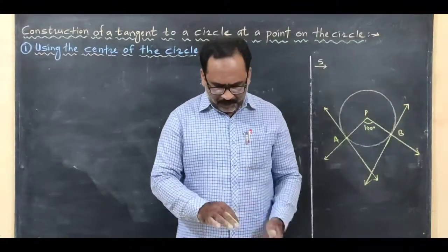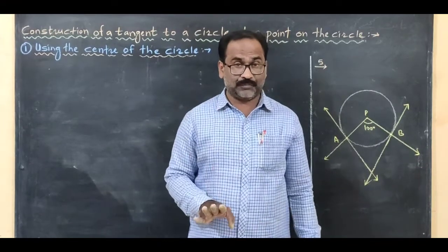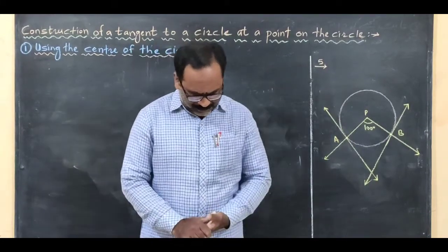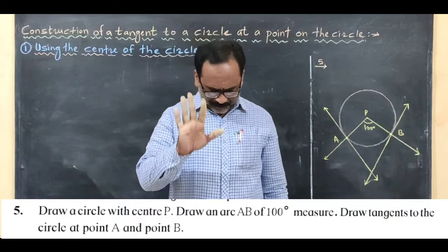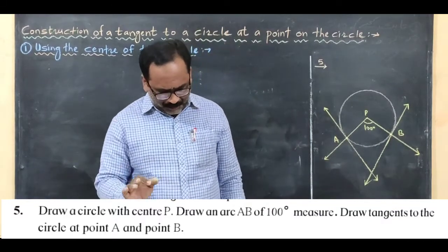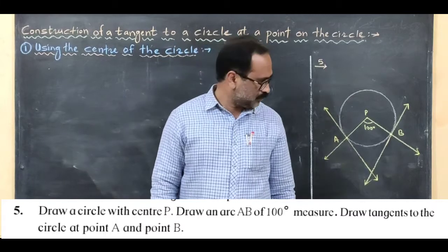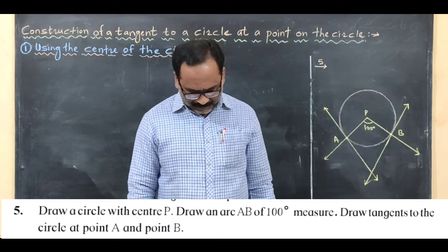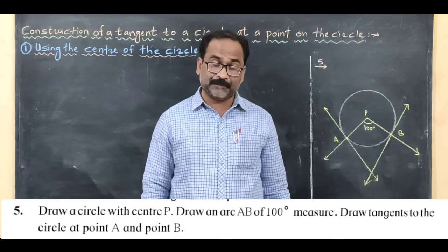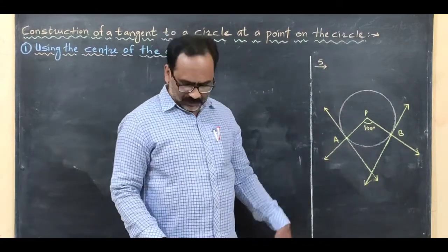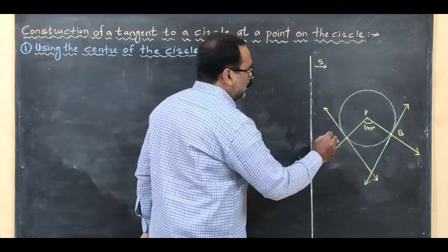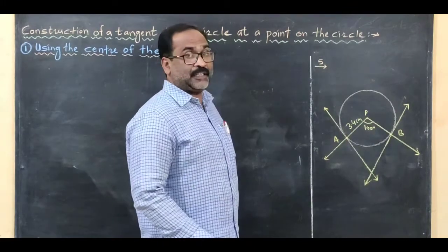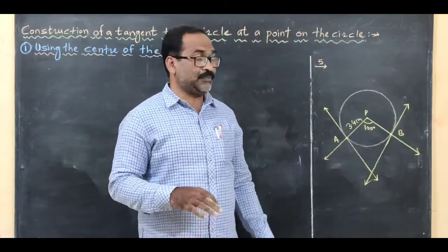Now we solve question number 5 of problem set 4. It is on this construction. Question is, draw a circle with center P. Draw an arc AB of 100-degree measure. Draw tangent to the circle at point A and point B. Draw a circle of radius 3.4 centimeter. First we draw a circle of radius 3.4 centimeter. Center of the circle is P.